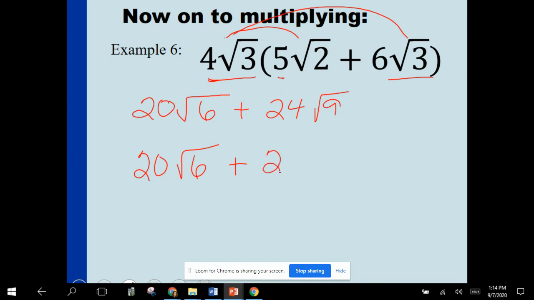So that would be 24 times the square root of 9, which is 3. So it totally comes outside of the radical sign because I could get the perfect square of it. So last step is to bring this down, 20 times the square root of 6, and then I can go ahead and multiply 24 times 3, which is 72. There's nothing else to do in this problem because I can't add anything else, since there are no other like radicals.